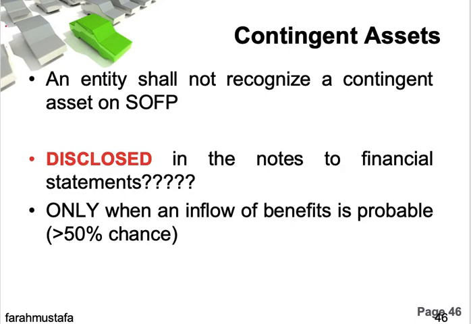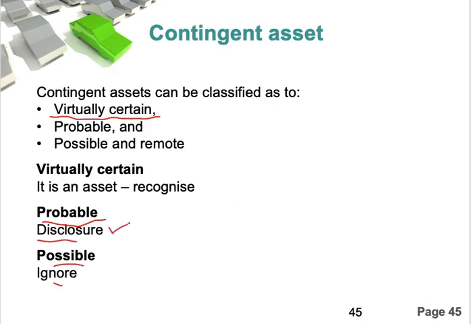So when it is a contingent asset, you shall not recognize it in SOFP. So you will disclose in the notes to the financial statement only when the inflow of benefit is probable. Okay, because probable here, that means you have to disclose in the notes. If it is less than 50%, it means that it is possible. Then you should ignore, means that you don't have to disclose at all.